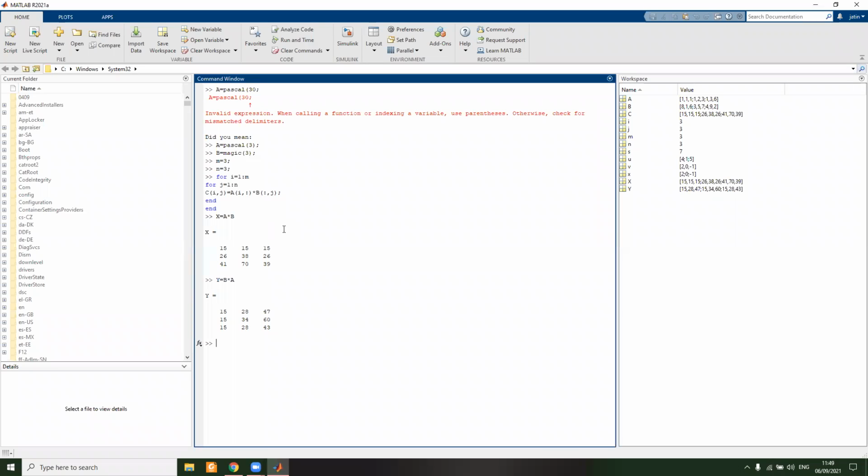The first row shows 15, 15. Here we see 15, 28, 47. So this becomes clear to us from here.